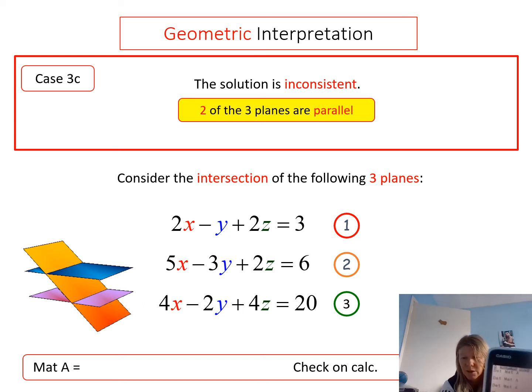We've changed mat A to this new matrix, so determinant equals 0. Check it on your calculator, so we know that it's not going to be a unique solution. So you're then thinking, is it now going to be consistent or inconsistent? In other words, is your calculator going to say there are infinitely many solutions and then it'd be a sheaf, or is it going to say there's no solutions and then we've got to decide if they're parallel or if it's a triangular prism?